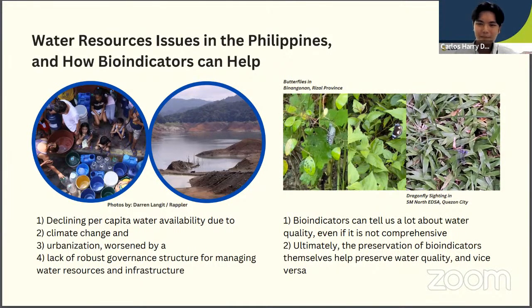We need to protect the biodiversity in order to protect the forest. In this case, we are used to thinking that we should preserve water quality in order to preserve the people and the animals around it. When in fact, we should also think about preserving the animals in order to protect our water quality. That's all from me, from the Philippines, and thank you very much.